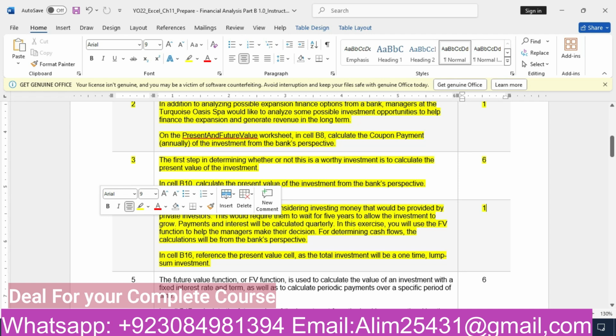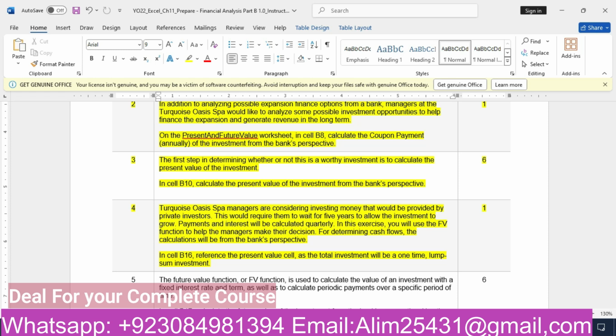Our fourth step is, Turquoise Spa managers are considering investment money that would be provided by a private investor. This would require them to wait for 5 years to allow the investment to grow. Payment and interest will be calculated quarterly. In this exercise, you will use the FV function to help the manager make their decision for determining cash flow. In cell B16, reference the present value cell as a total investment.